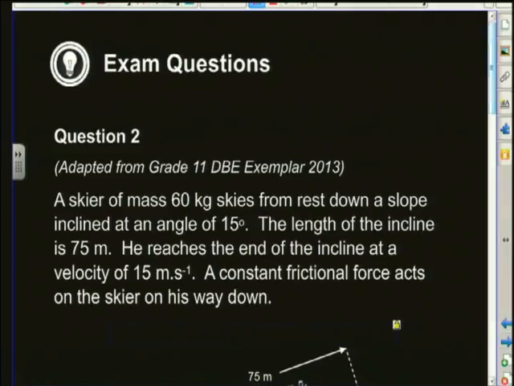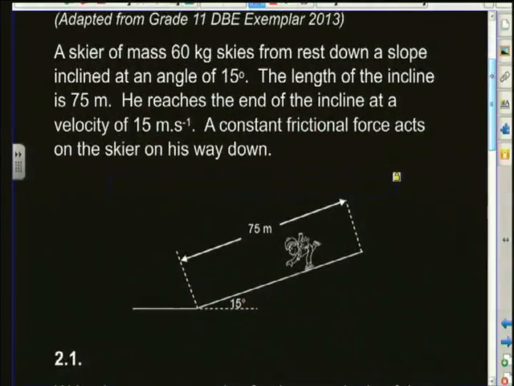All right, so a skier of mass 60 kilograms skis from rest. So let's use a different color because we can. Bad color, I don't think you can see that. Anyway, 60 kilograms, that's even worse. So let's use a color you can see, shall I, grade 12s? There we go.